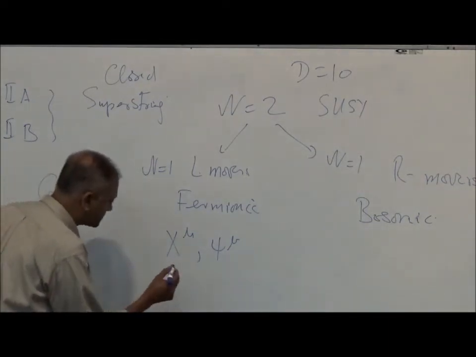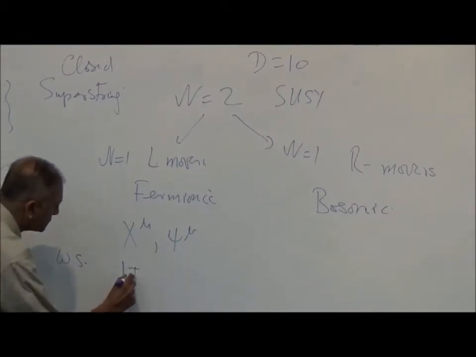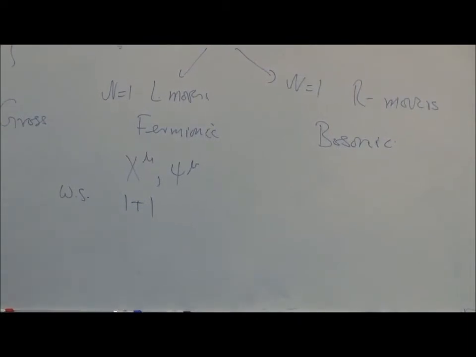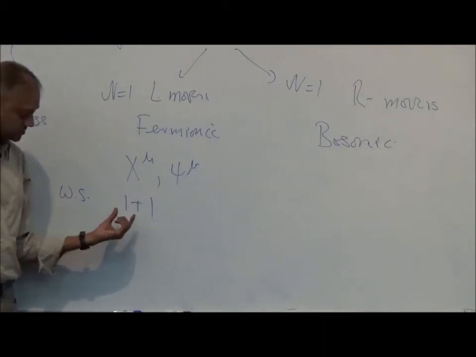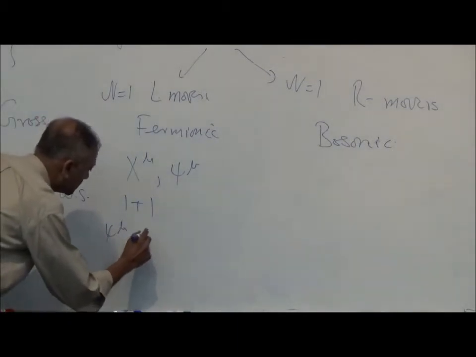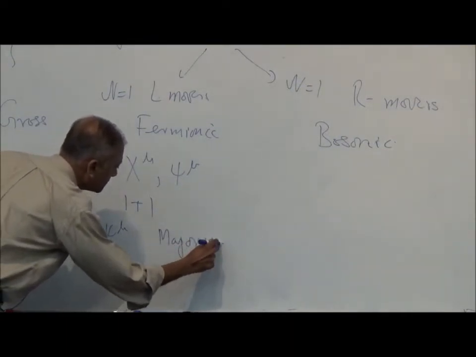Now, the worldsheet is 1 plus 1 dimensional: one time and one space dimension. And in this dimension, something very special happens: these 1 plus 1 dimensional fermions can simultaneously be chosen to be Majorana and Weyl. This doesn't happen in general in other dimensions, but in 1 plus 1 dimension, you can choose this psi^mu to be both Majorana and Weyl.